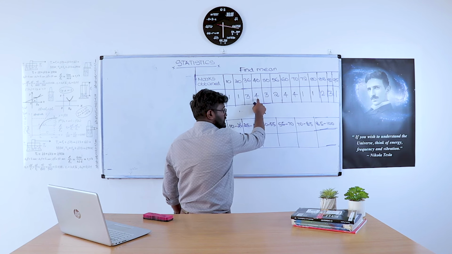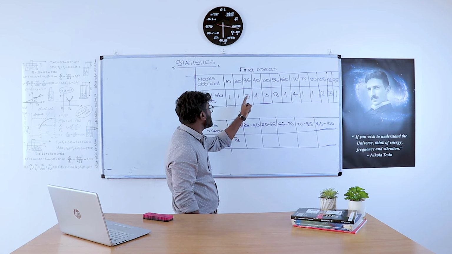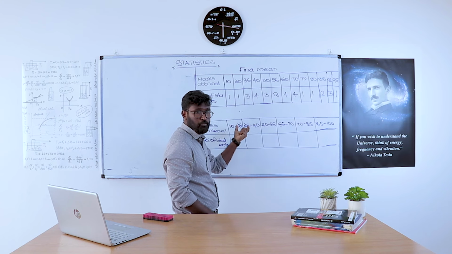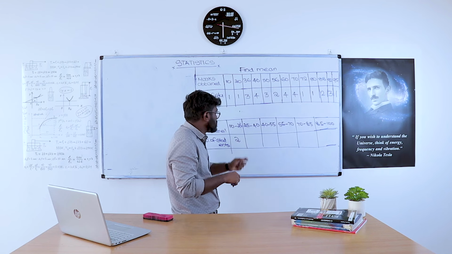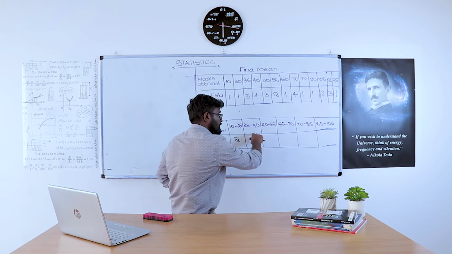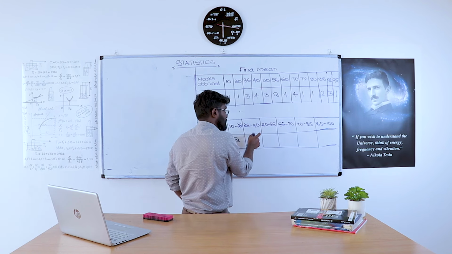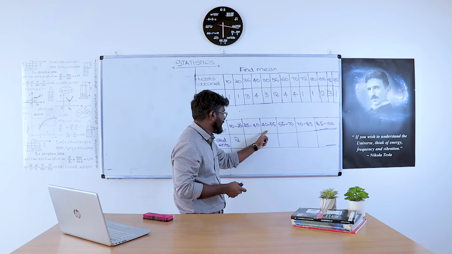3 plus 4, 7. So if you take this interval 25 to 40, how many students got marks between 25 to 40? So you have to choose from 25 to 39, not including 40. 40 is in the next interval. If any student scores exactly 40, you have to take it in this interval.